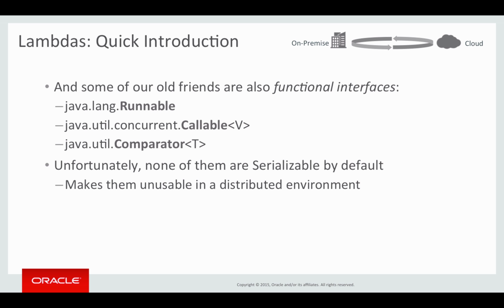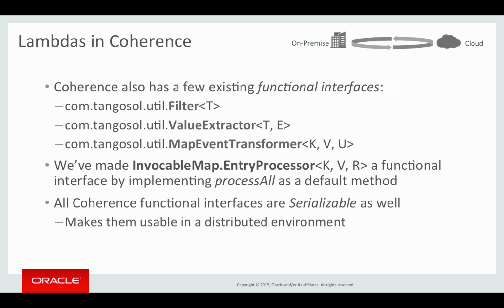So let's talk about lambdas in Coherence. We have a few existing functional interfaces as well, things like Filter, ValueExtractor, MapEventTransformer. All of those things have a single abstract method, so you can use lambdas to represent them.